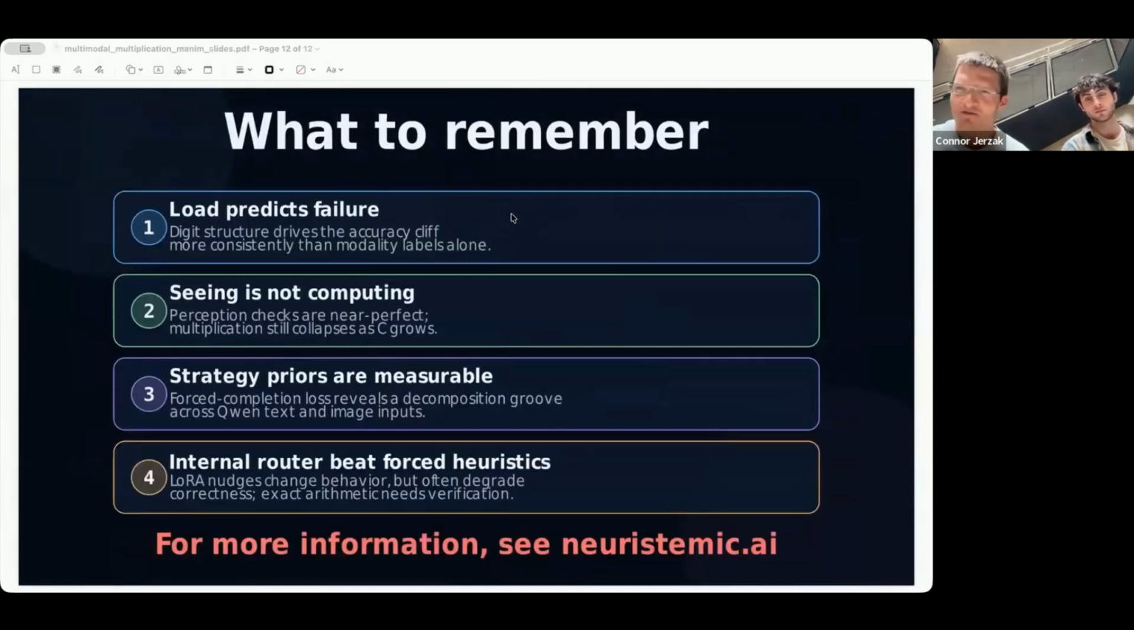In terms of takeaways, here are a couple things to remember. First, digit structure predicts failure much better than modality alone, although modality also matters. Second, perception is also solid in these models. Models can read these problems effectively. However, they can still produce inaccurate results even after reading the problem correctly. Third, strategy priors are also measurable here. We can use these forced completion probes to learn about which of the different algorithmic approaches tends to be dominant internally. Fourth, we find that imposing rigid traces on the model's internal reasoning is also dangerous. This can make arithmetic worse.